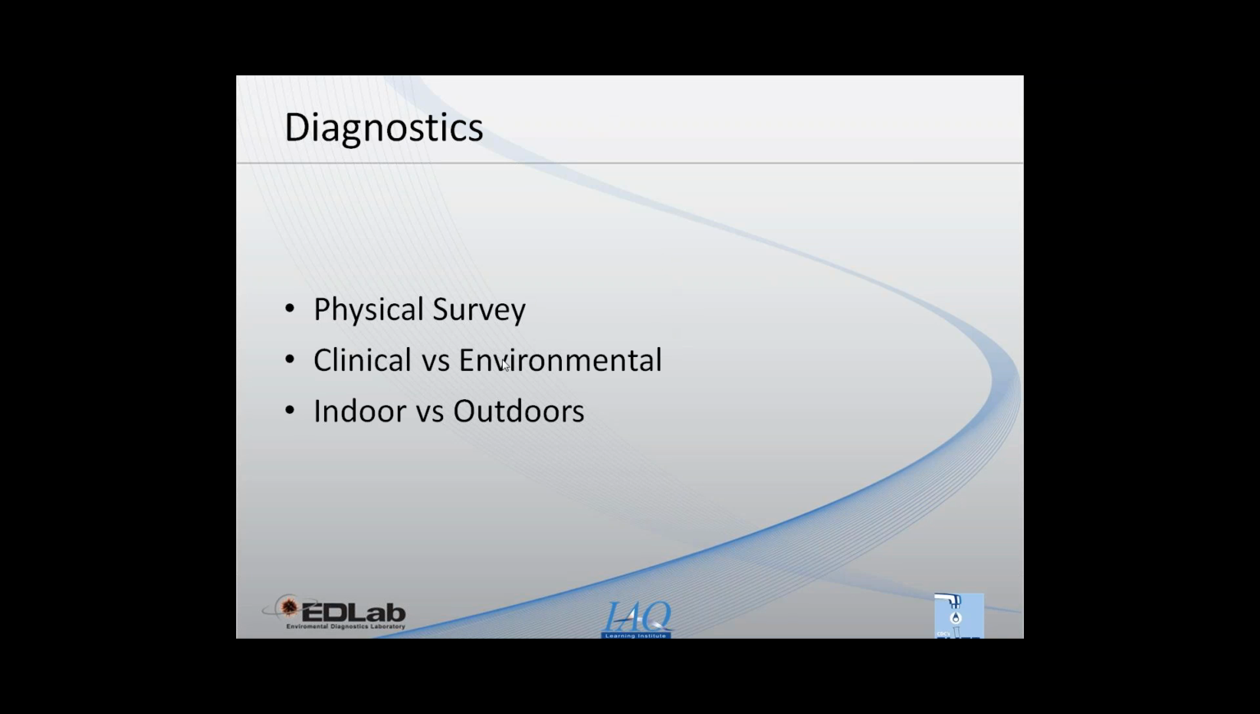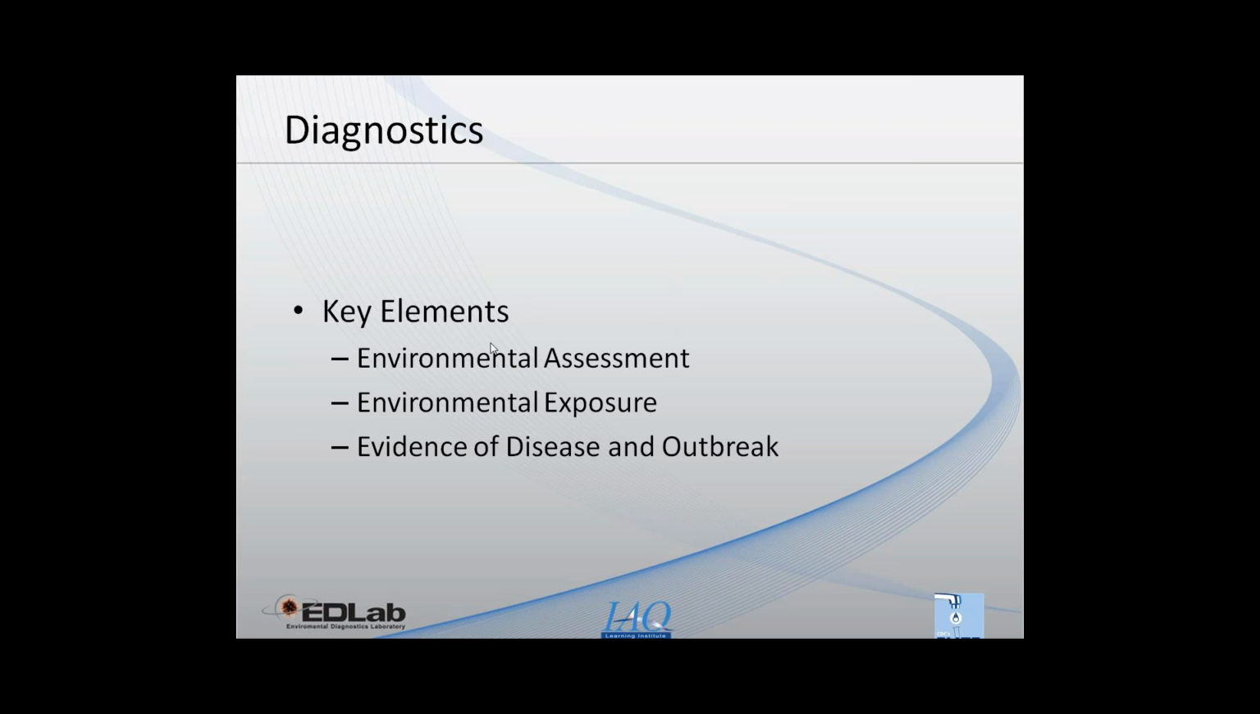So in the physical survey, the key elements are the environmental assessment, environmental exposure, and evidence of disease or outbreak. The environmental assessment encompasses that you start making a physical survey to see what is obvious, what can support the growth of bacteria and what cannot support the growth of the bacteria. So it's a kind of weighing of factors. If the factors indicate that the particular environment where you are doing the evaluation or investigation is more favorable than non-favorable, then obviously your chances of getting bacteria are higher than otherwise.